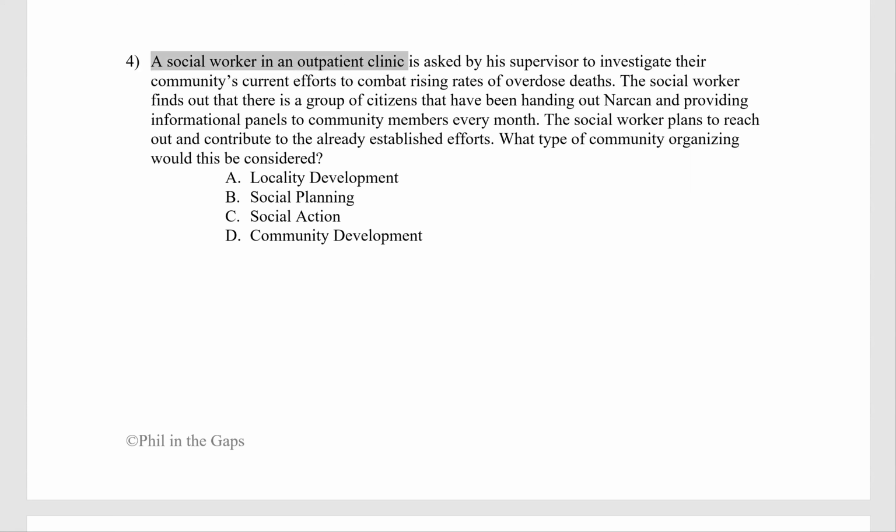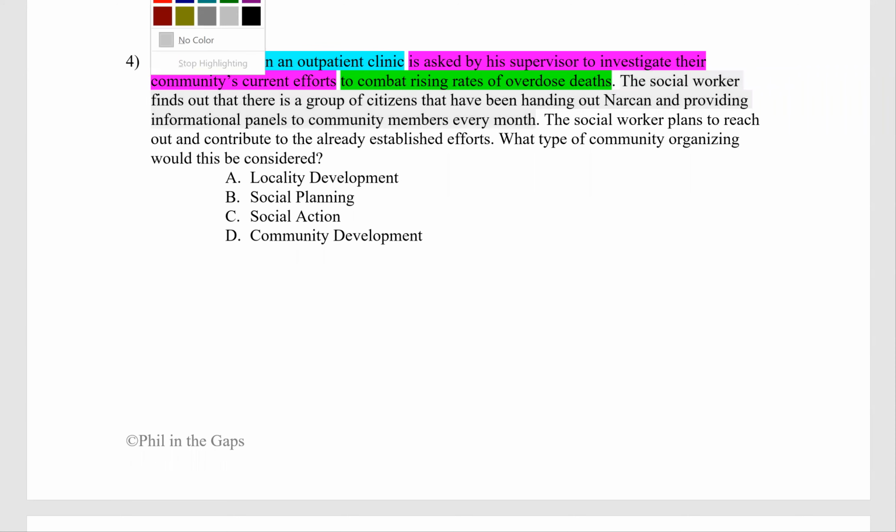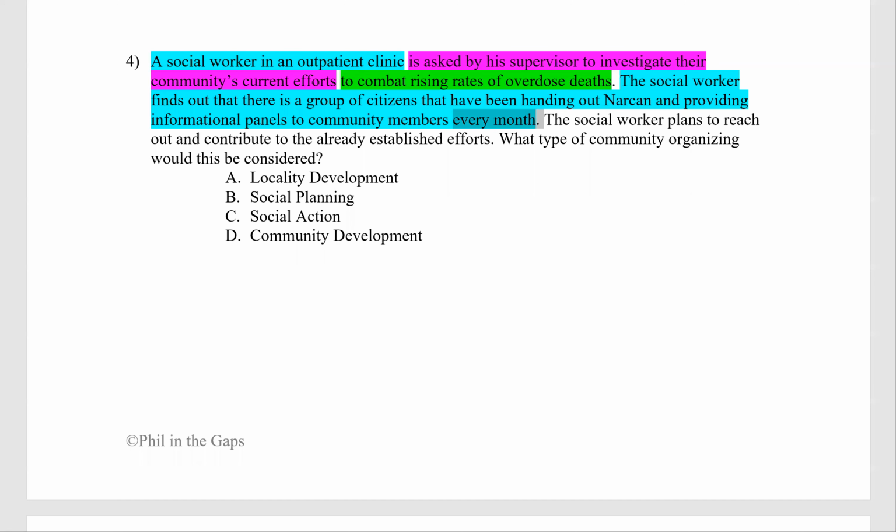We're a social worker in an outpatient clinic, so that's who we are and where we are at. We're asked by our supervisor to investigate the community's current efforts to combat rising rates of overdose deaths. So that is the goal of the approach. The social worker finds out there's a group of citizens that have been handing out Narcan and providing informational panels to the community members every month, any length of time. Hop on top of it because it paints the picture of what we're looking at.